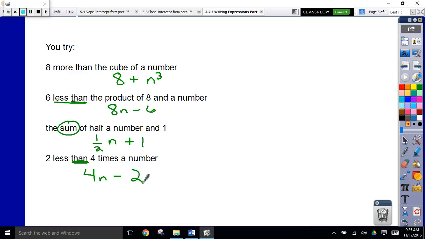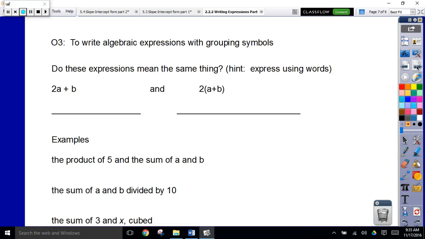Okay, last part. Stay close. We're writing algebraic expressions with grouping symbols. This is a little bit trickier. Do these expressions mean the same thing? We have 2a plus b, and we have 2 parentheses a plus b.